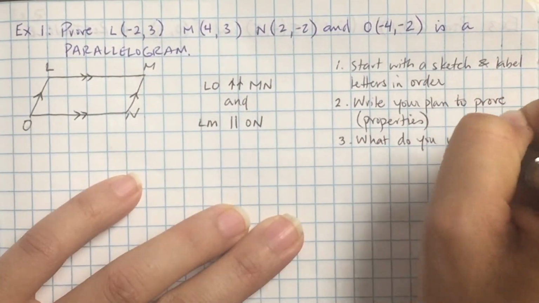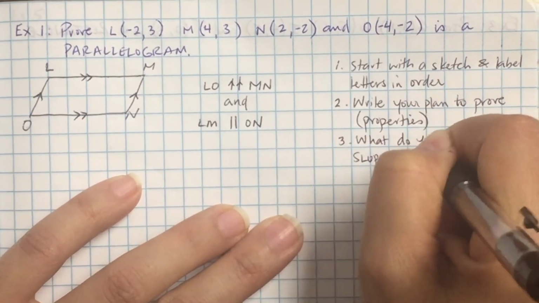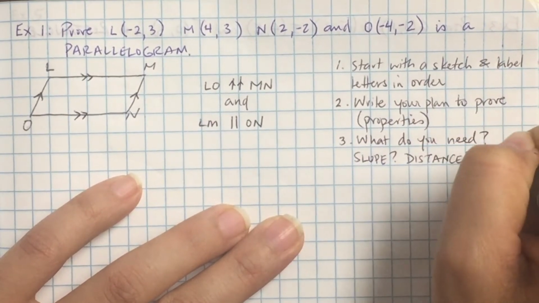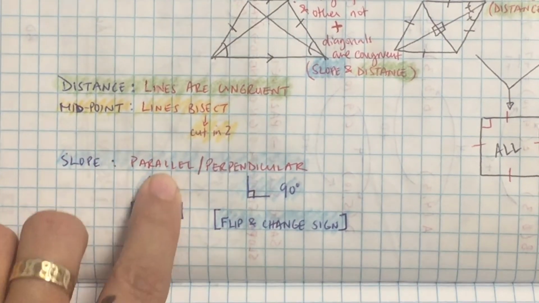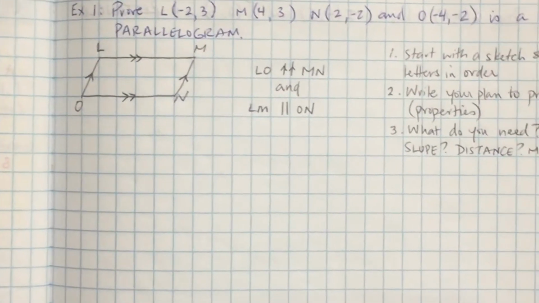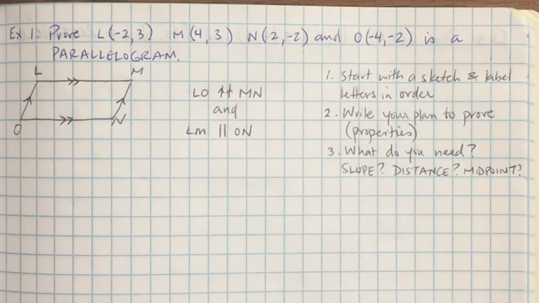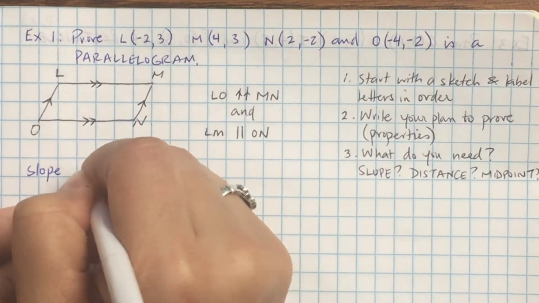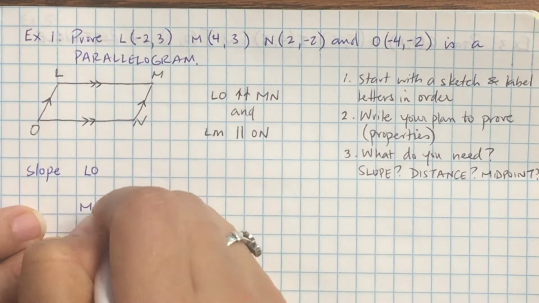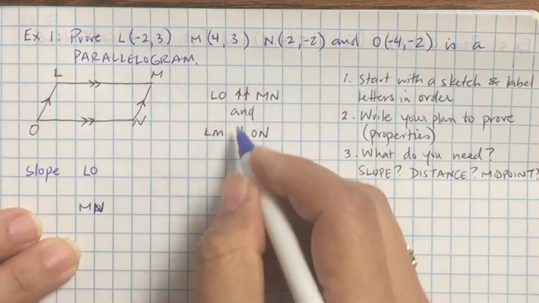So now I look at what I need in order to prove that. Number 3, what do I need? Do I need slope, distance, or midpoint? Listening check, color in the word distance. So distance, I'm checking lines are congruent. Midpoint, they bisect. Slope is to do with parallel and perpendicular. So that's what I need. I need slope. So I need to find the slope of LO, the slope of MN, the slope of LM, and the slope of ON.